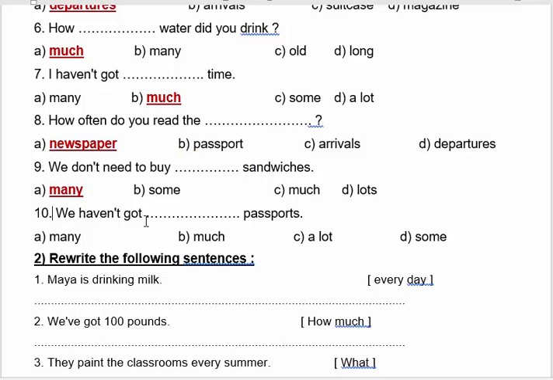Number 10, we haven't got blank passports. Many, much, a lot, some. Okay, we have many and much. And look at passports. Passport, something you can count. One passport, and two passports, for example. So you can count it. We haven't got many passports. And a lot here needs a lot of or lots of. Okay, we haven't got many passports.